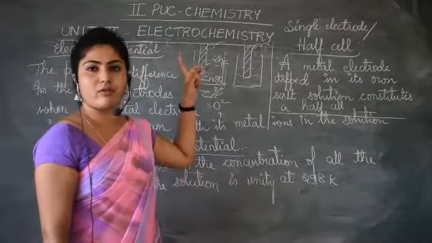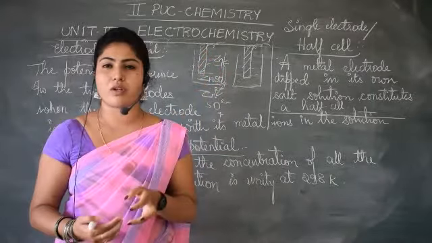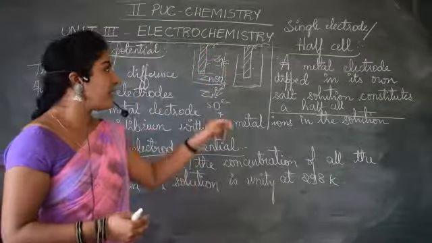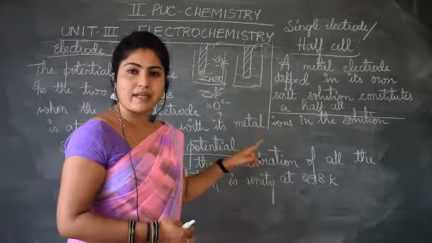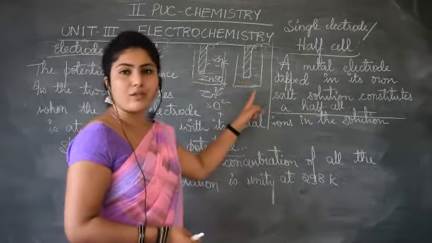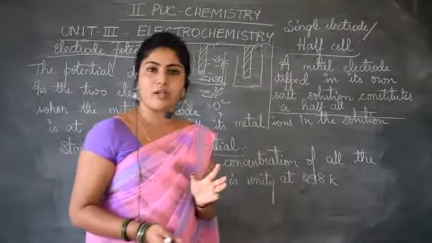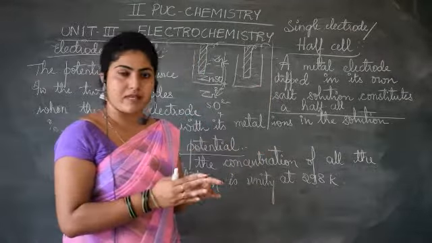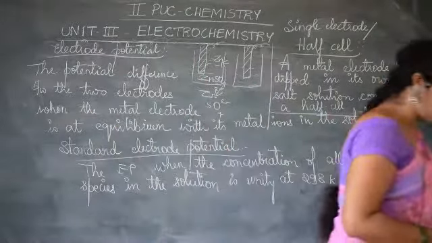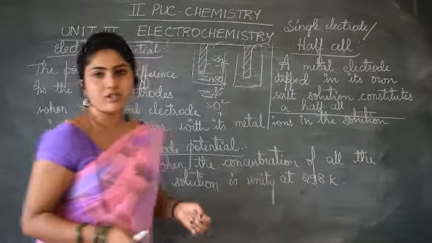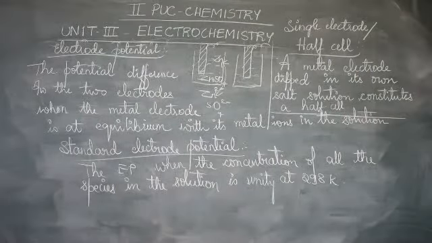A metal electrode dipped in its own salt solution. For example, I have told you, if it is zinc, then the solution will be zinc sulfate. If it is iron, then the solution will be iron sulfate. If it is copper, the solution will be copper sulfate. In its own salt solution, the metal electrode dipped is called one half cell. Next, we will see the other important terminologies that we study under this.